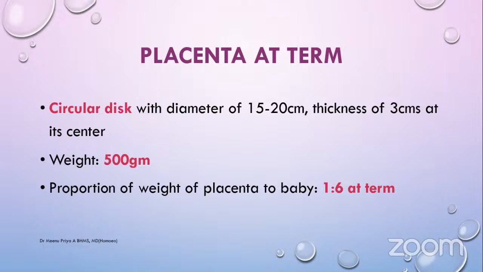But there is a time period where the placenta and the fetus weigh equal, and that time period is 17 weeks. It is a frequently asked question again: when do the placenta and the fetus weigh the same? It is the 17th week. After that, the proportion starts to differ. And the placenta occupies 30% of the uterine wall.